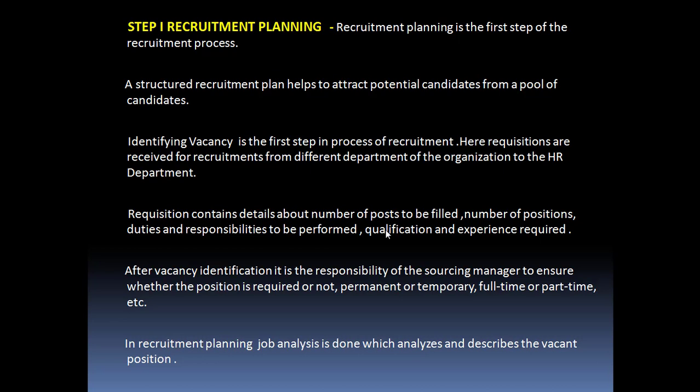Right. So in recruitment planning, basically job analysis is done, and job analysis is about analyzing and describing the vacant job position. Right. So what did we understand here? That the first step in the recruitment process is recruitment planning, and under recruitment planning, the first thing is to identify which position is vacant in the organization, and the second step is to do job analysis, that is to find out the details about the vacant job position.